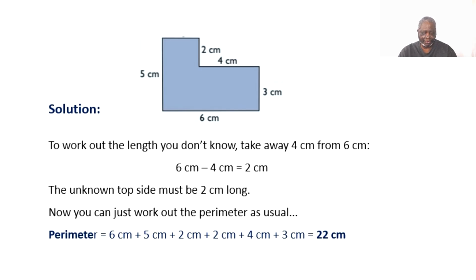Now you can just work out the perimeter as usual. So it will be 6 centimeters plus 5 centimeters, and then at the top 2 centimeters plus 2 centimeters plus 4 centimeters plus 3 centimeters equals 22 centimeters. Again, be aware of the unit. We're talking about centimeters. Why? Because it's the perimeter we're measuring.